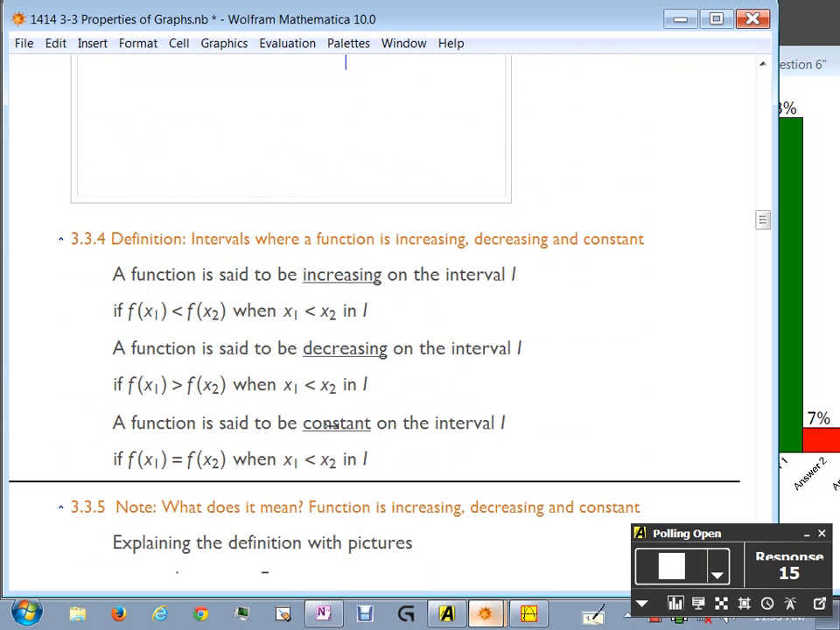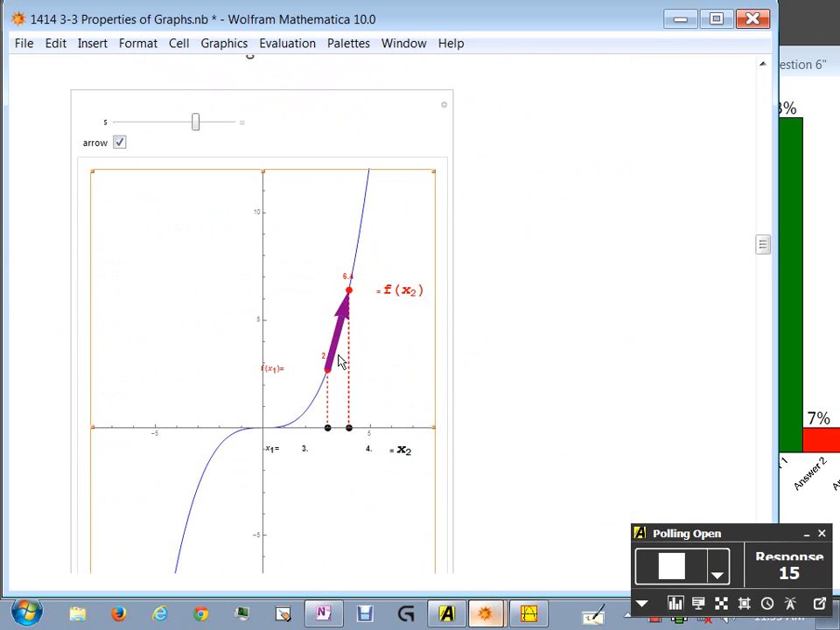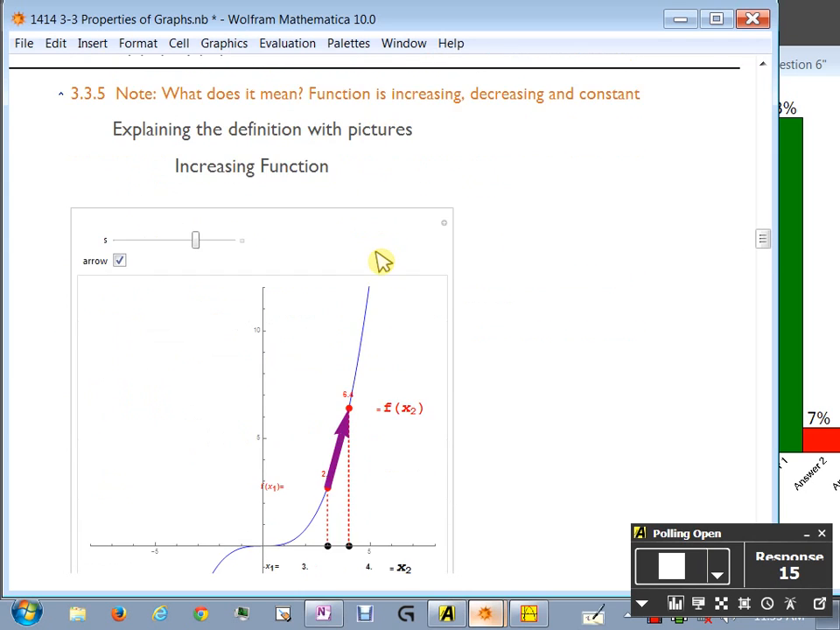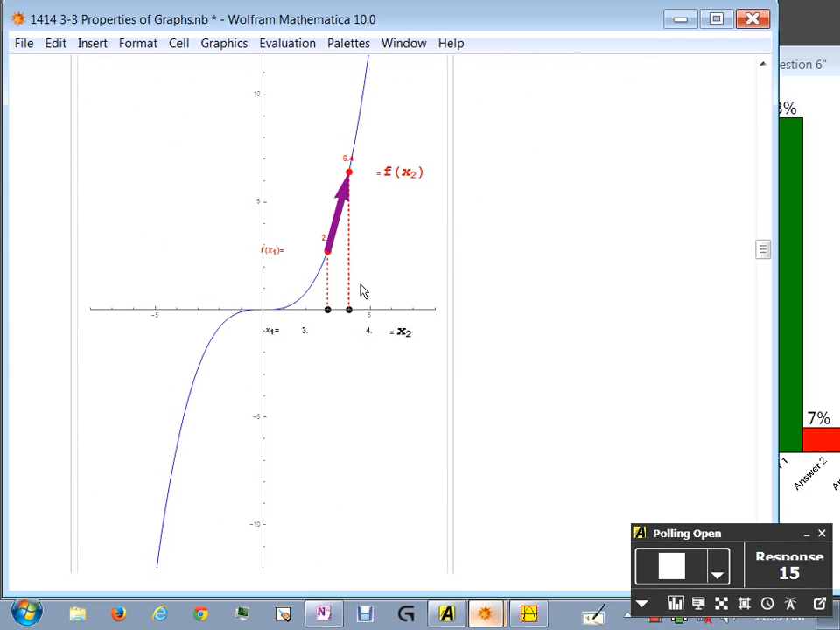Do you agree that x sub 1 is smaller than x sub 2? Yes? Okay. To go up as I move to the right means that the function's value, f of x sub 1, has to be below f of x sub 2, which is what this is saying. F of x sub 1 has to be below f of x sub 2. That's what it means to be increasing. So you have the algebraic way of saying that, and you have the visual of what's happening. It's basically like a slope is positive as you move from left to right.